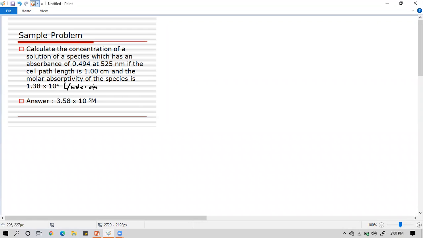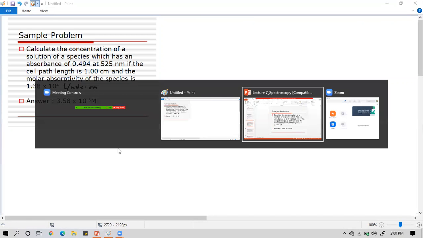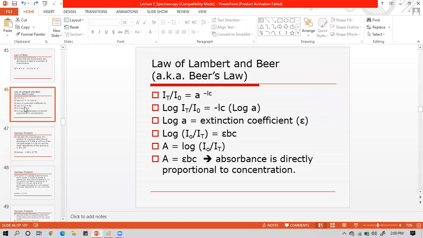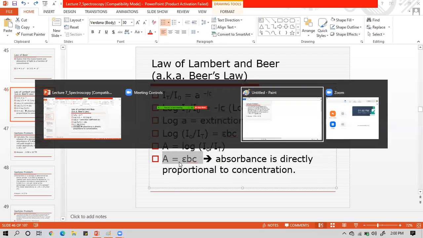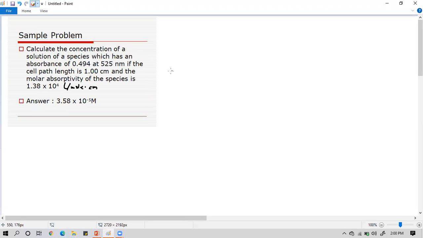Sir, how do we solve this? Okay, with Beer's law, guys, the formula is given in the slides. It's just A equals epsilon b c, where epsilon is the molar absorptivity. So let's write the formula: A equals epsilon b c.